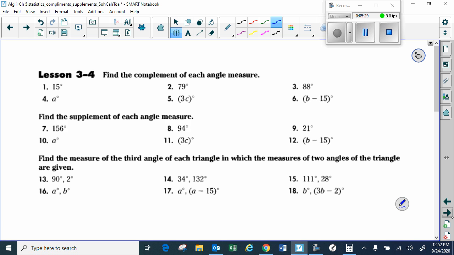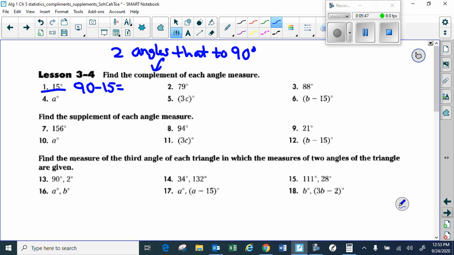Find the complement. Remember, complement are two angles that add to 90 degrees. So they give you one angle, 15 degrees. How do you get the other one? 90 minus 15, which equals 75. So it's always going to be 90 minus whatever it is right here. That's going to be your answer. Supplement means two angles that add to 180.